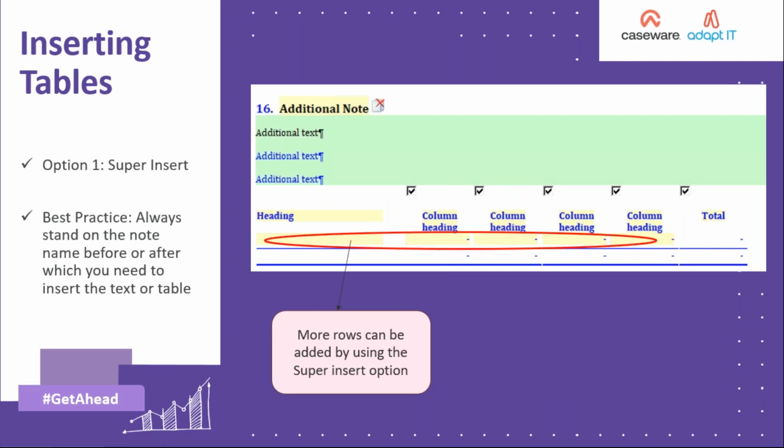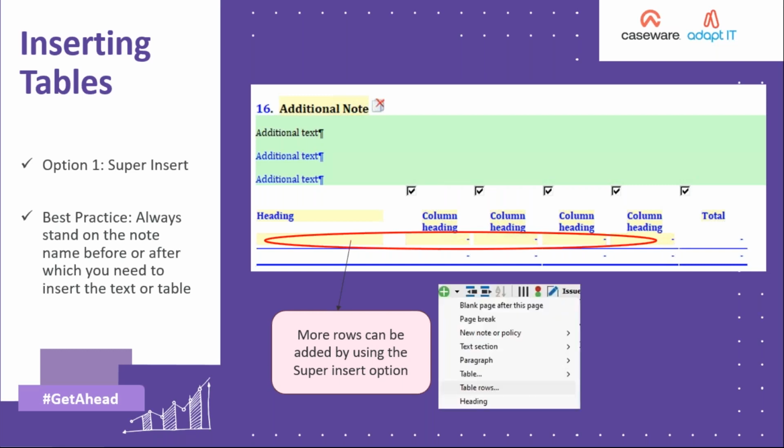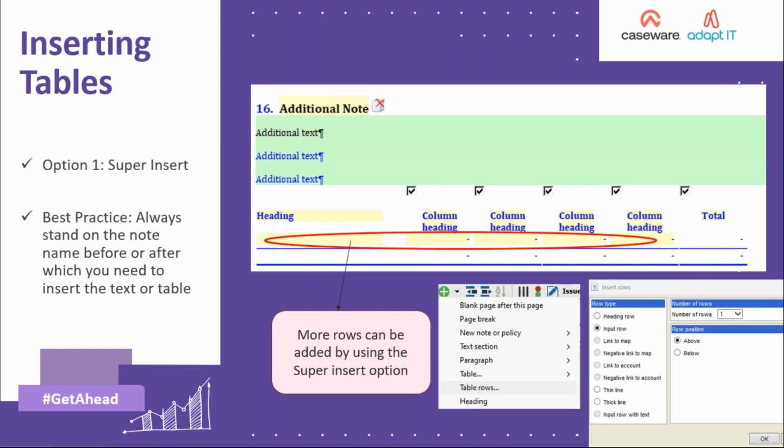You can also add more rows by using your super insert. Why super insert for more rows? Because you can easily add several rows at one go. So if I use super insert and then select the rows, it can be either input row or any other. You can select the number of rows.